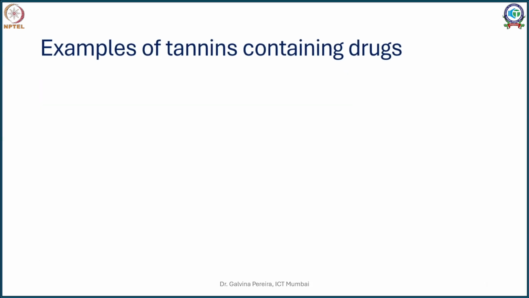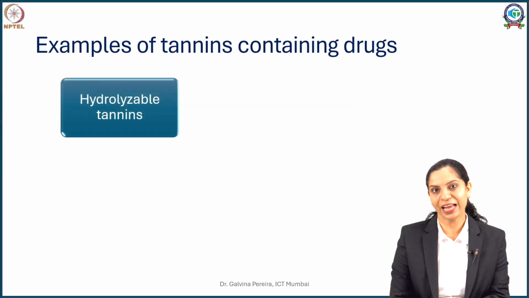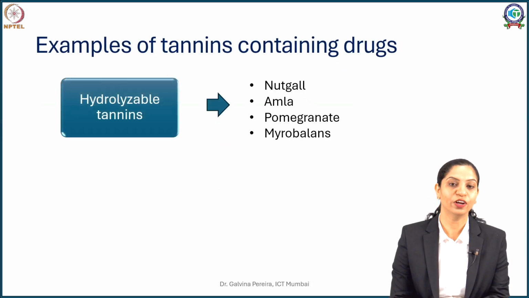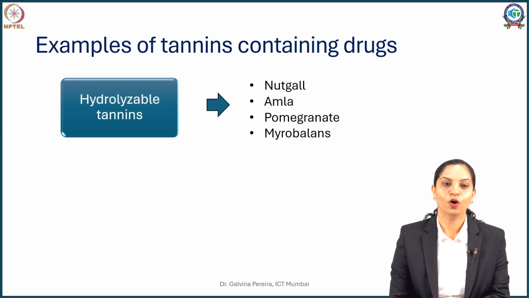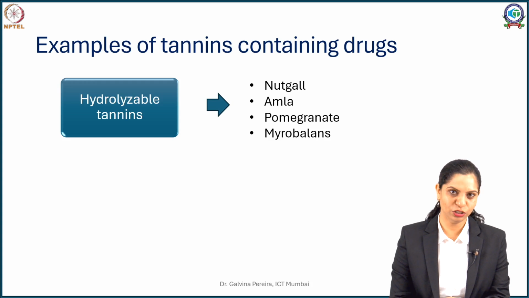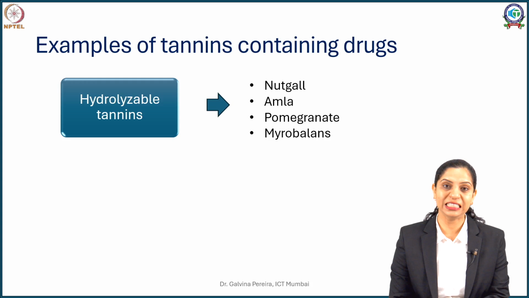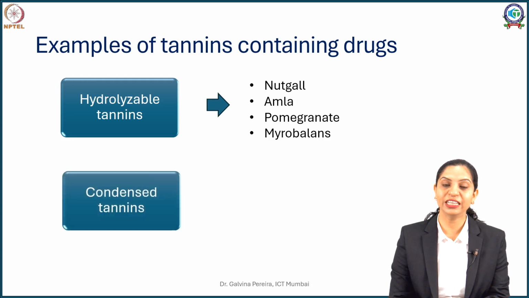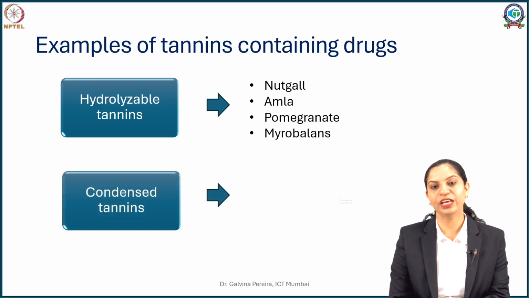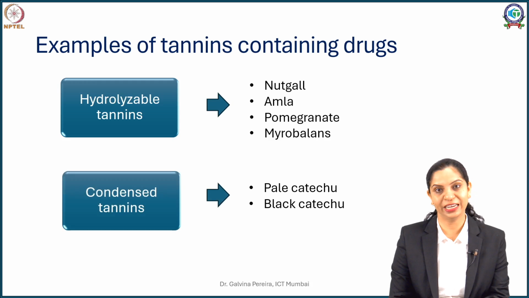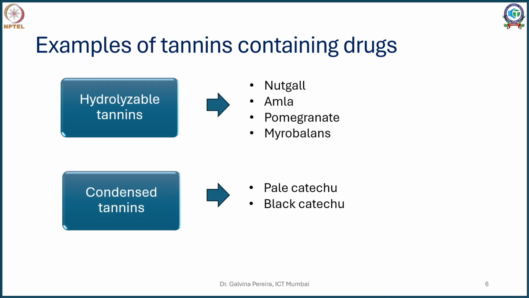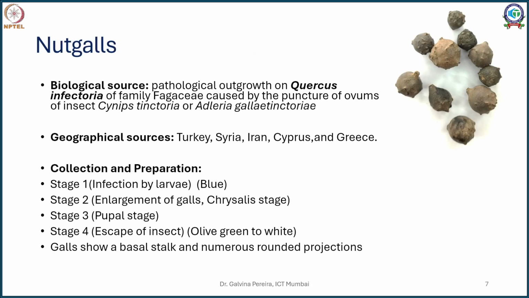If you see the classification of this, the hydrolyzable tannin containing drugs are your nutgalls, amla, pomegranate, myrobalan. All of these contain tannin derivatives which are chiefly gallotannins or ellagitannins, which can be easily hydrolyzed by the enzyme tannase and hence come in the category of hydrolyzable. Whereas if you see condensed tannins, in that category we have a few examples such as your pale katechu and black katechu. Now let's start with nutgall as an example.